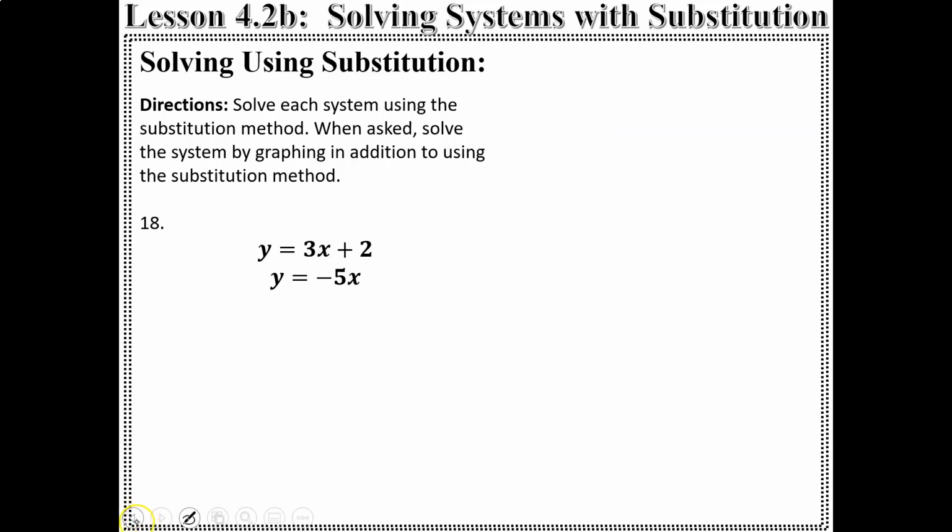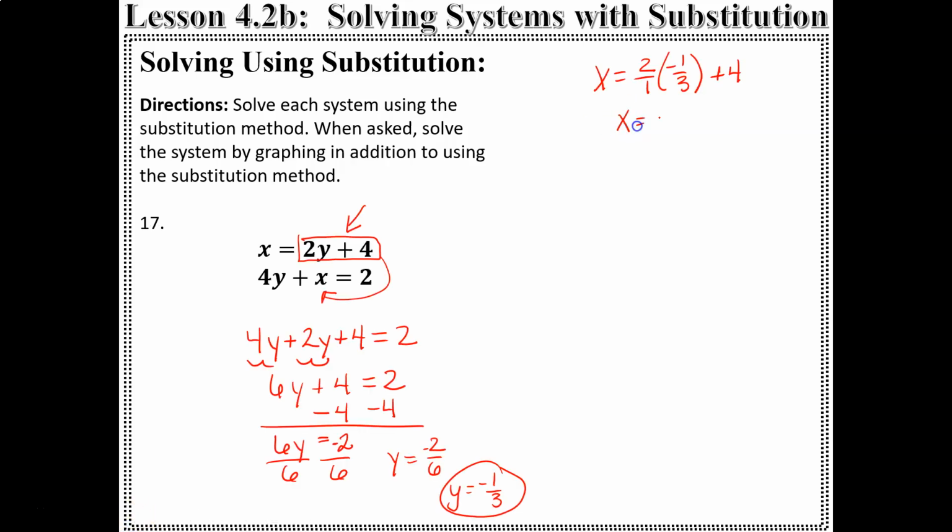So, go back. x equals negative 2/3 plus 4. So that's 3 1/3. When you make that improper, 3 times 3 is 9, plus 1 is 10/3. So I have 10/3 and negative 1/3. So don't let yourself think this is wrong, because it's not.